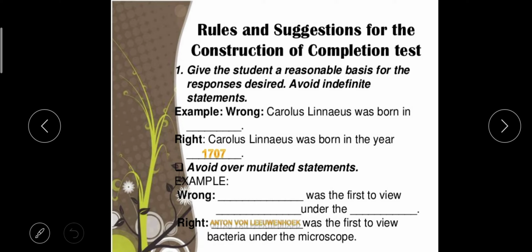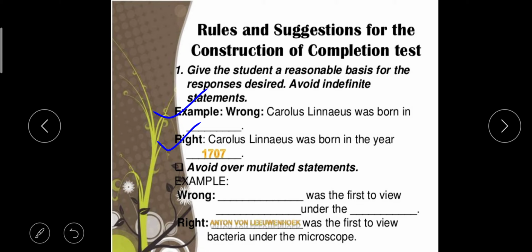Okay, it is wrong. If you are constructing it in this way, it is not the correct way. Carolus Linnaeus was born in dash: you could be asking day, month or year. It is not specific. Even though it is a one mark question, you have to be very specific. In the second one, you can say Carolus Linnaeus was born in the year 1707. So here they have mentioned the year, so it is very specific that you have to write only the year, not the day, time or month.